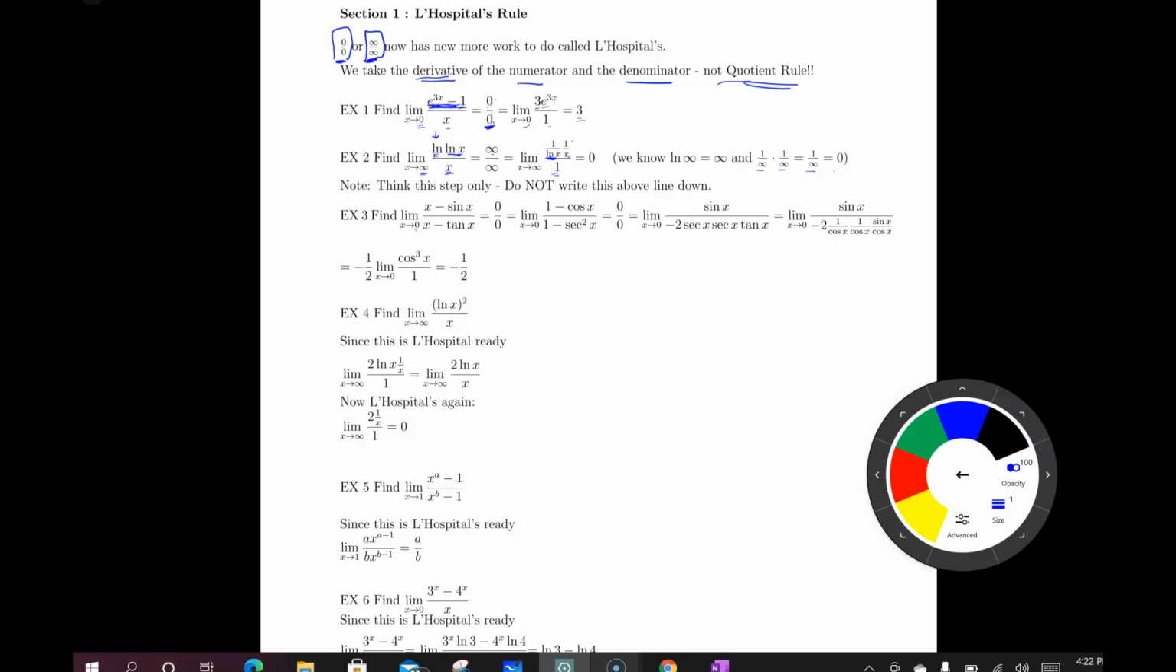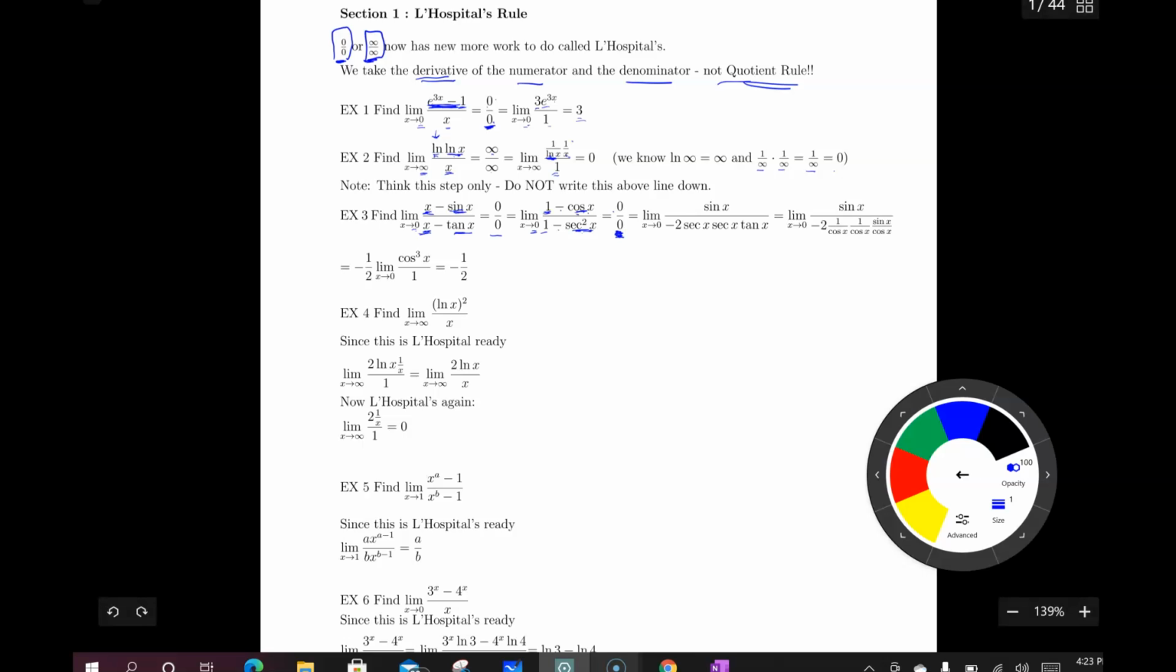All right, let's plug x equals 0 in. So I get 0 and 0, that's a 0. 0 and 0, that's a 0. Okay, let's take the derivative. Derivative of x is 1. Derivative of sine is cosine. Derivative of x is 1. Derivative of tangent is secant squared. Now plug in x equals 0. So cosine of 0 you know is 1. So I get 1 minus 1, that's 0. But plug in x equals 0 into secant squared, that's 1. 1 minus 1, that's 0. I get to do L'Hopital's again.